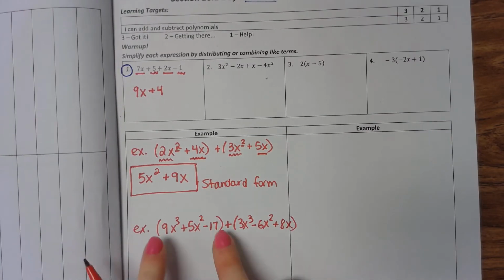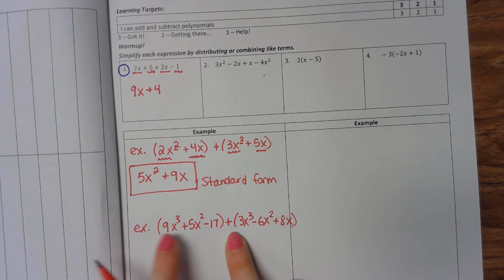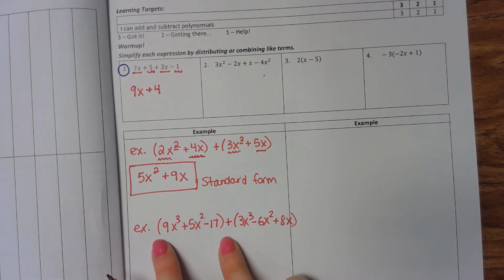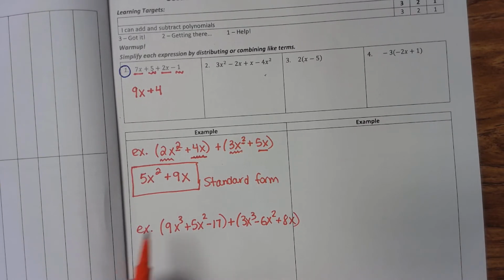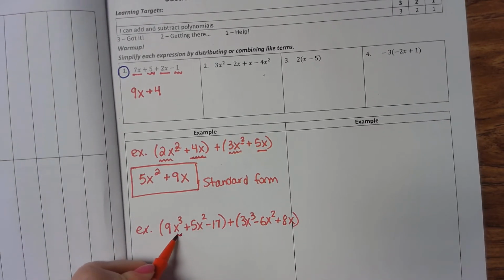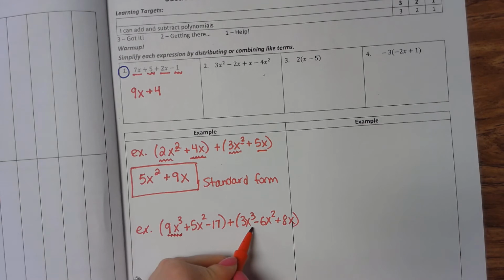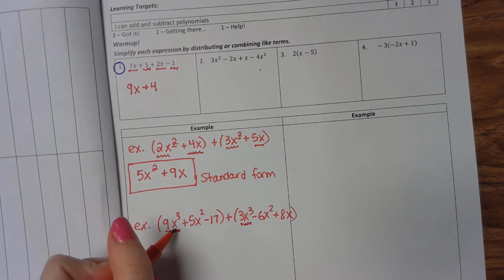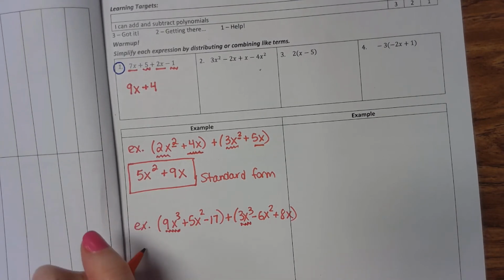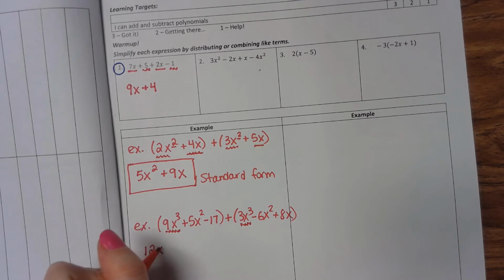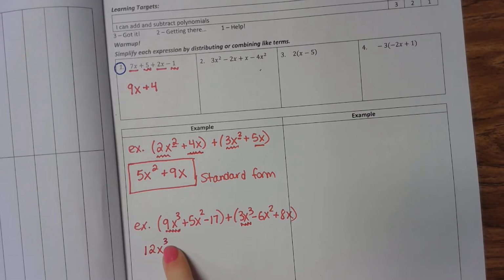All right, so again, here we have two sets of parentheses. Remember, these are both polynomials, and we're just going to add like terms. So our first term we're going to look for is another term with x cubed. That's to the third power. There I have two of them. So 9x cubed plus 3x cubed is 12x cubed. Again, notice I didn't add the exponents.